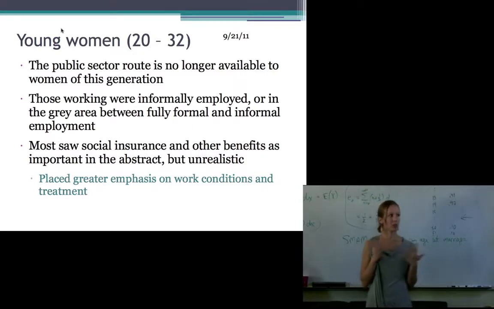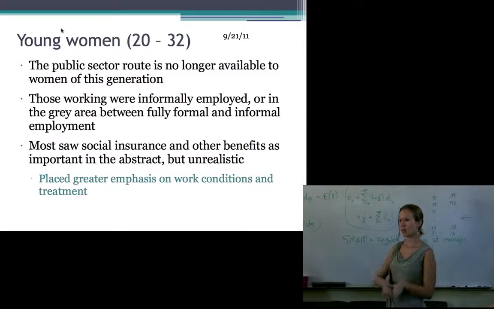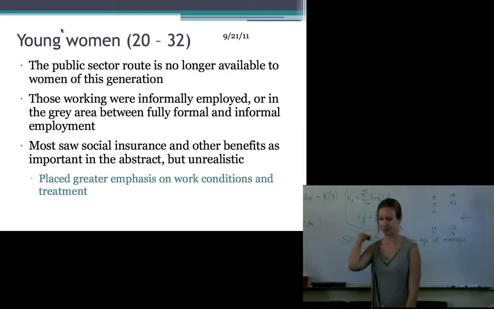While a lot of them saw social protection as important in the abstract, when we talked to them about what you look for in a job, nobody mentioned these kinds of benefits or this kind of security. They talk about being treated well by your boss, being treated well by your colleagues, if you're in a position where you have to deal with other people, having them treat you respectfully. Hours and salary are secondary. Social protection is way at the bottom of the list.